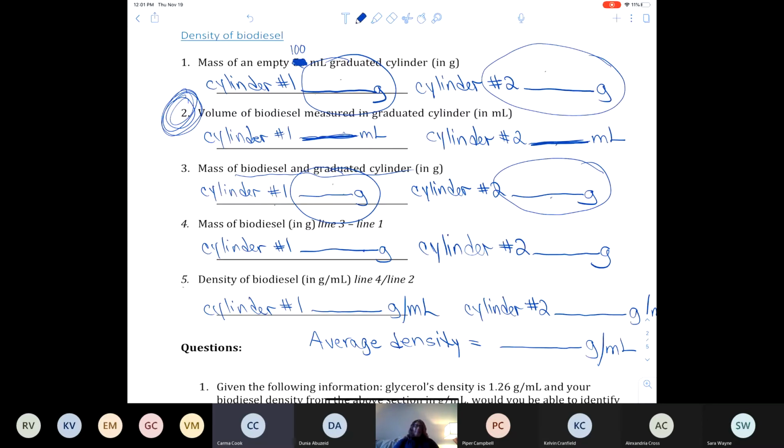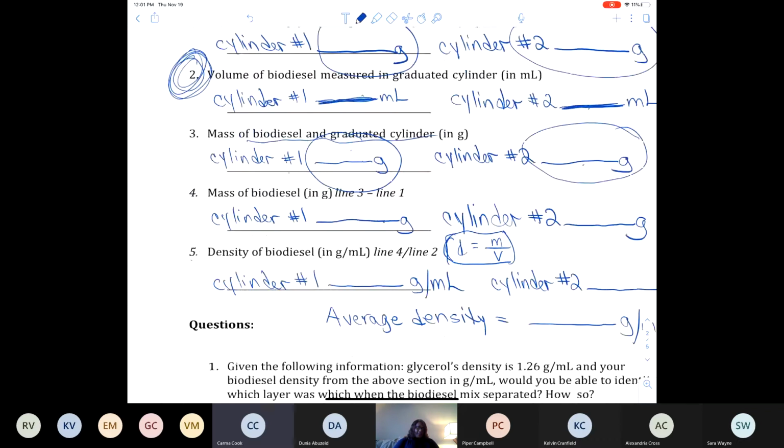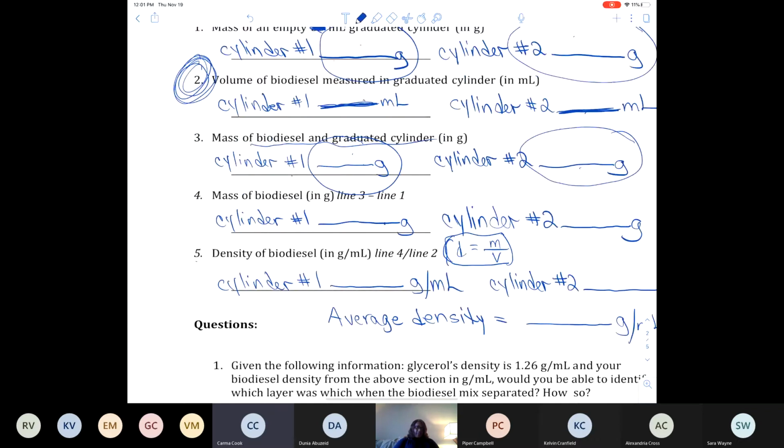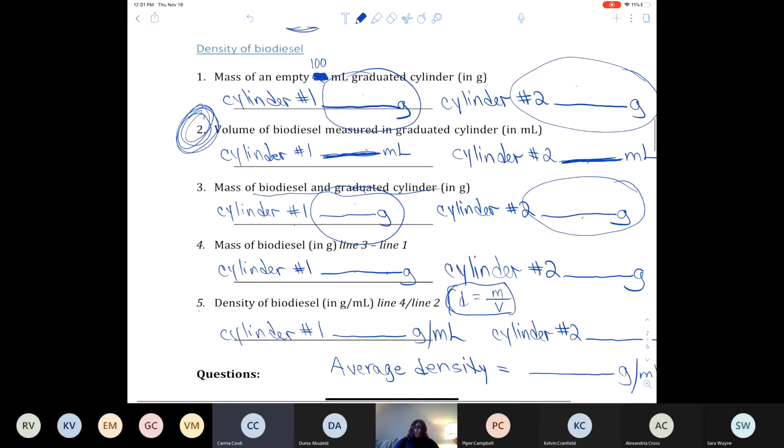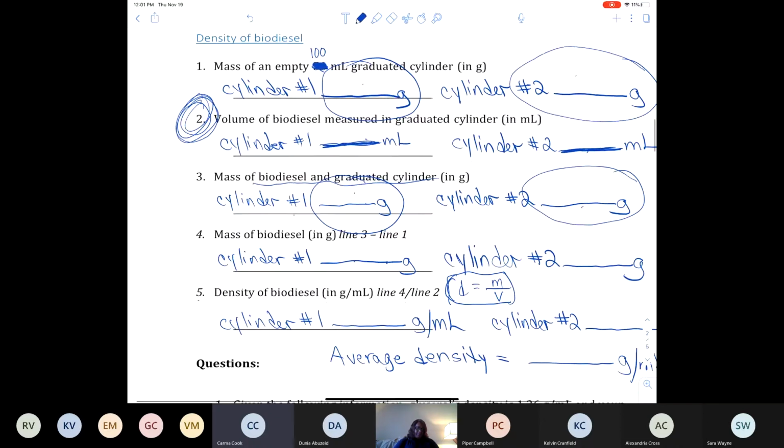And then line 5 is a density calculation. Density is equal to the mass divided by the volume. So you're going to take your mass of biodiesel in cylinder 1 and divide it by the volume of the biodiesel in cylinder 1. So basically line 4 divided by line 2. You're going to do that for both cylinder 1 and cylinder 2.